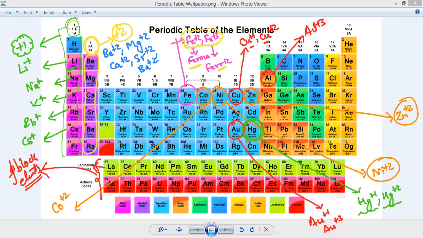Apart from this, there is one more cation, that is NH4+. This is your ammonium. Sir, in the syllabus we will have only these? Yes, that will be enough for now. So you just take a screenshot of this and memorize this.